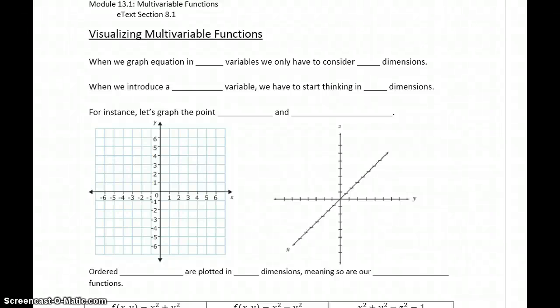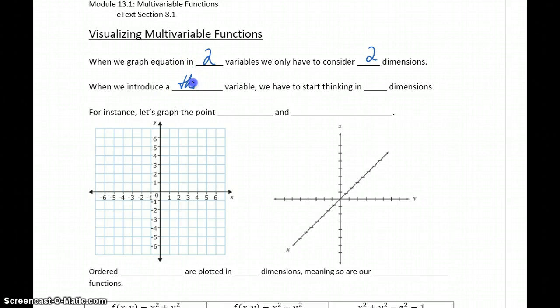So we want to talk a little bit about what these types of functions look like once we start considering multiple variables, multiple independent variables. So when we graph an equation in two variables, we only have to think about two dimensions, which in most math classes is what we're used to looking at. Just the x direction horizontal and y is the vertical direction.